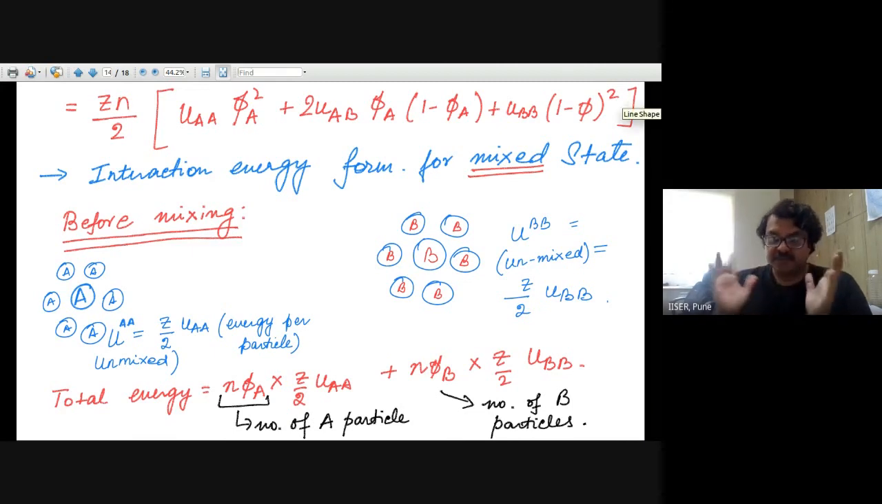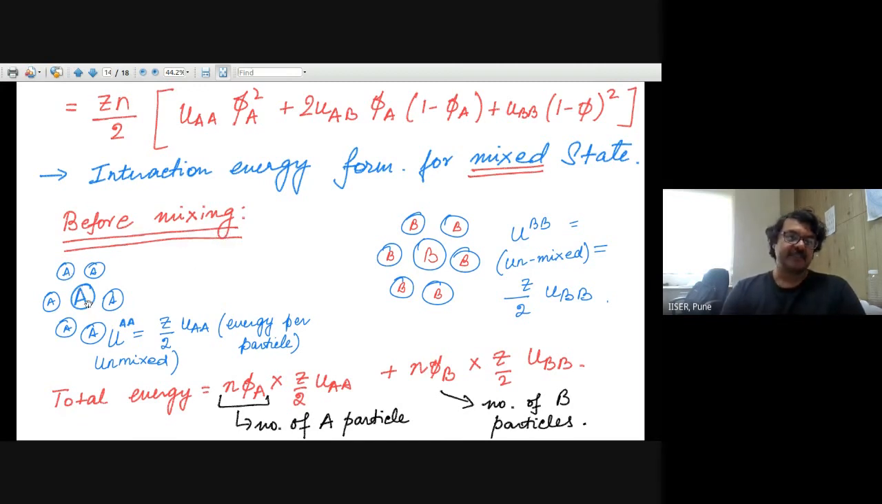So this is the energy of interaction when things are in a mixed state, when A has a large number of B neighbors and B has a large number of A neighbors, depending upon the volume fractions phi A and phi B. This is the interaction energy for the mixed state, but if you want to calculate the change in interaction energy, you need to calculate the energy before mixing.